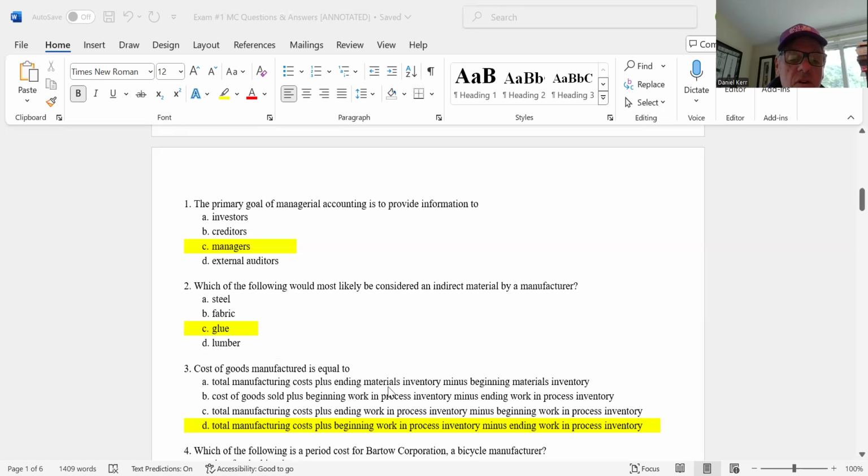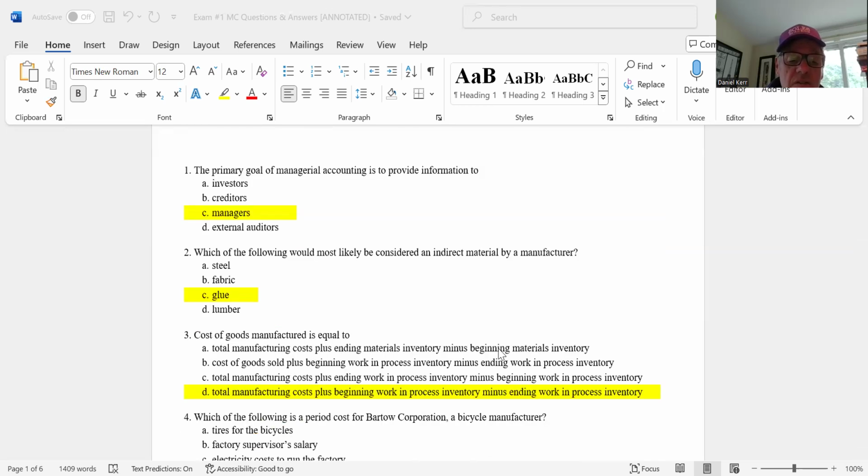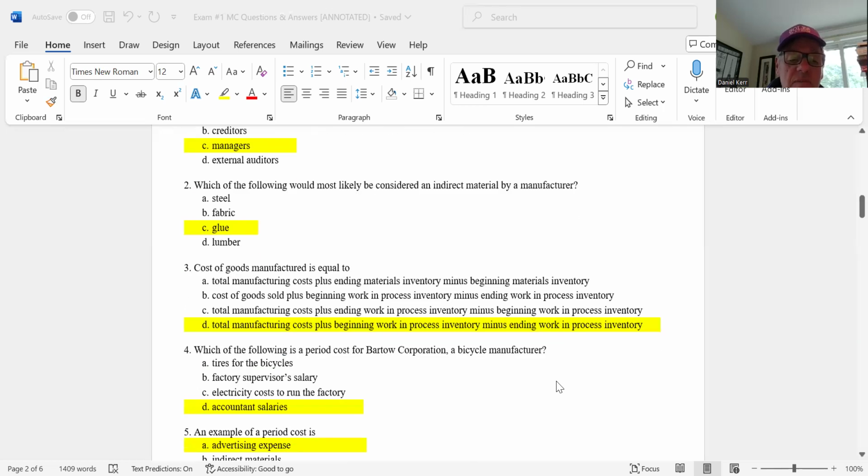Number 3, cost of goods manufactured is equal to... You saw this on your exam, in the take-home part in the first question. It's the total manufacturing cost plus beginning work in process minus ending work in process. That's your total cost of goods, not cost of goods sold, but cost of goods manufactured. Okay, so beginning work in process inventory plus the total manufacturing cost minus the ending work in process inventory. That'll give you the total cost of goods manufactured. The answer there is D.